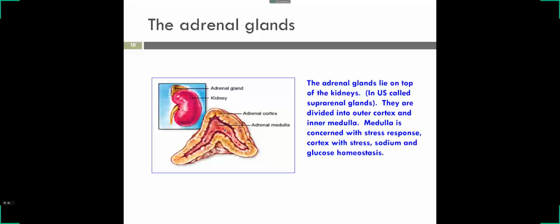We have the adrenal glands, which are down on top of your kidneys. The adrenal gland that you'll hear about is made up of two major areas: the adrenal cortex on the outside and the adrenal medulla on the inside. Typically, these two regions control, with the medulla controlling stress response and the cortex stress, sodium and glucose homeostasis.